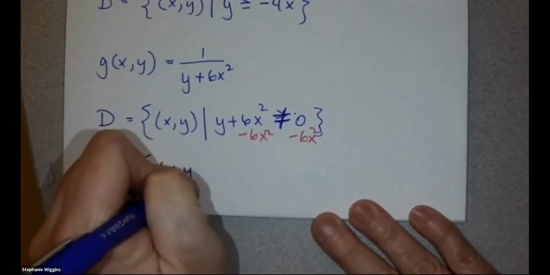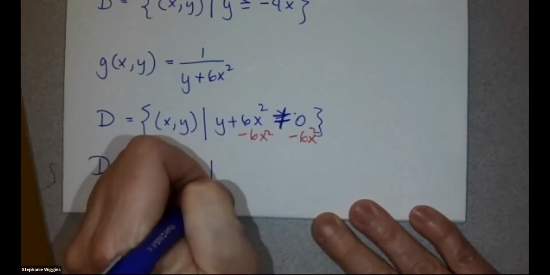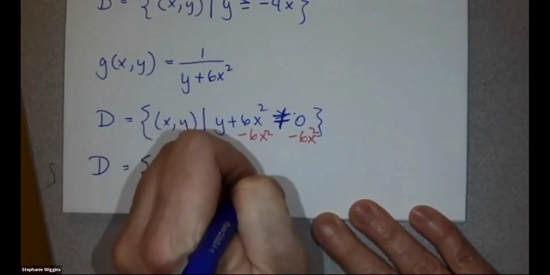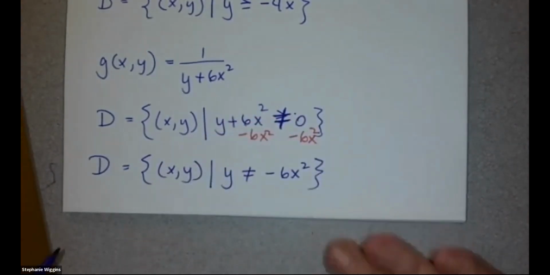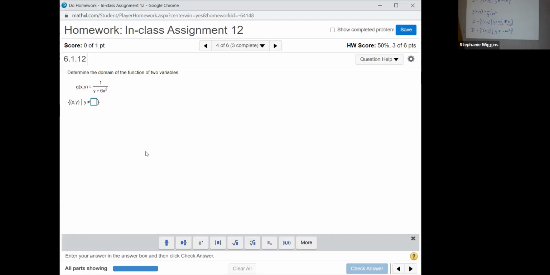So I'm going to write this as the set of all x, y, such that y is not equal to -6x squared. Okay, and if you look at your answer, you can see right there, they have y not equal to -6x squared. It is the only correct answer that will work.